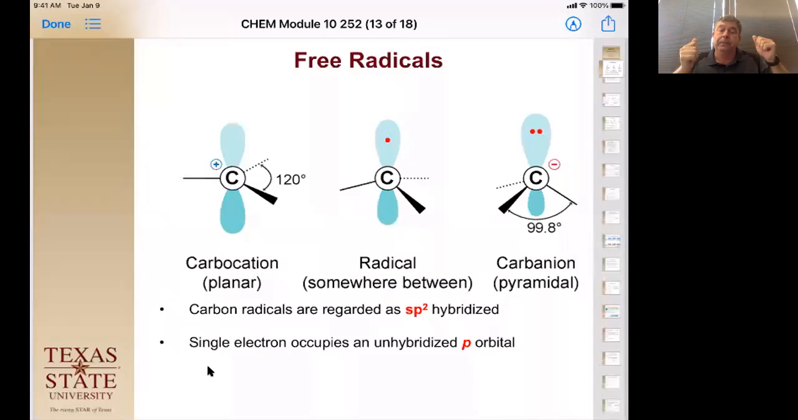Okay, so that is a little bit different than the carbanion, which is also an unhybridized p orbital, but it has two electrons in it and it's pushing the substituents down even more. Okay, so the key here is that a radical is sp2 hybridized, but it's not exactly planar, not entirely planar like the carbocation. Okay, so that being said, we should have a stability trend that's similar to that of carbocations.